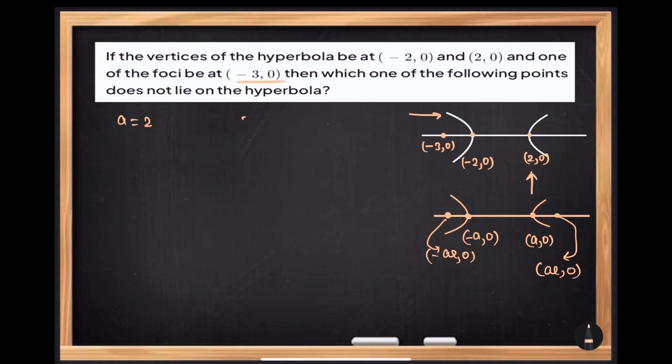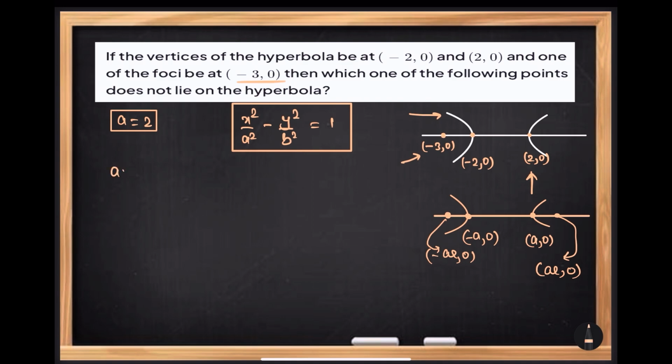You know that it is horizontal, so we will have x square by a square minus y square by b square equals 1, correct? So we have to find out a and b. a equals 2 we already have calculated. Now look at this, they have provided you the foci, ae. So can I say that ae is 3? And you know that a is 2, so can I say that e is 3 by 2?